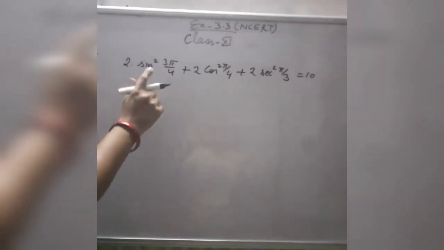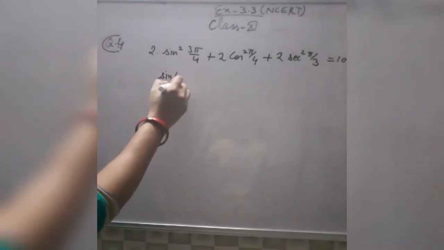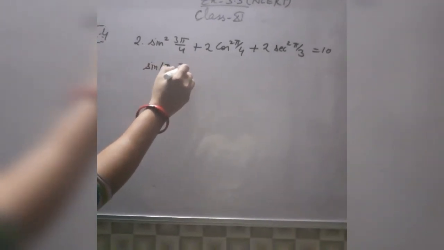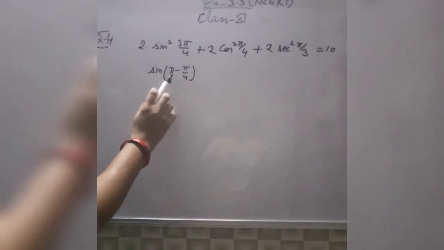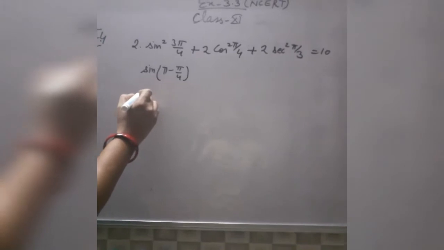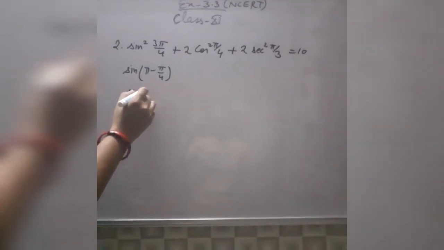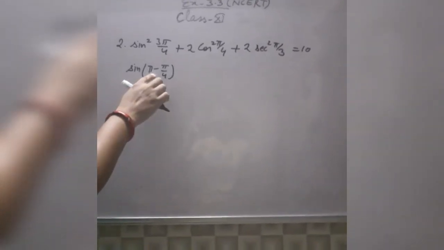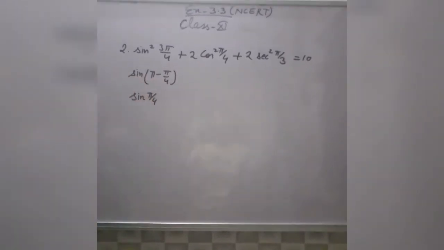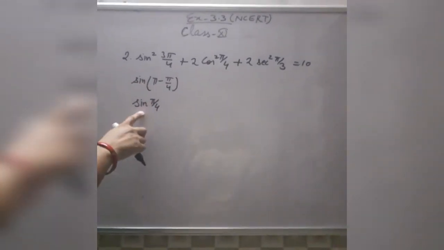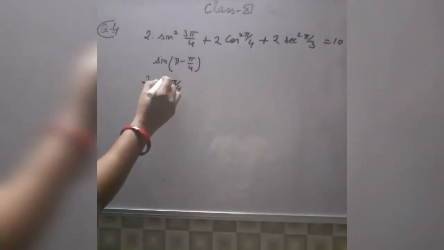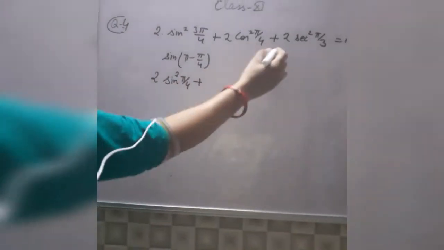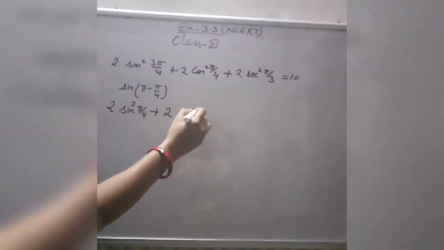But in this term, sine 3 pi by 4 can be written as pi minus pi by 4. And pi minus pi by 4 means 180 minus theta. In the case of 180 minus theta, sine remains as it is, sine theta. Again it is the second quadrant, and in the second quadrant sine is positive. That's why this is equal to plus sine pi by 4. This 2 remains as it is, this square remains as it is, and the remaining last two terms also remain as they are.